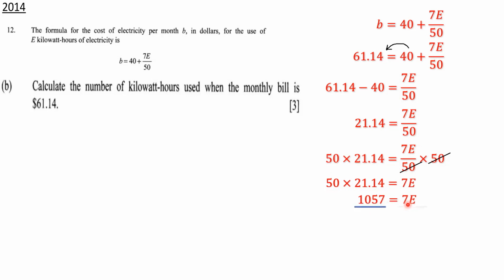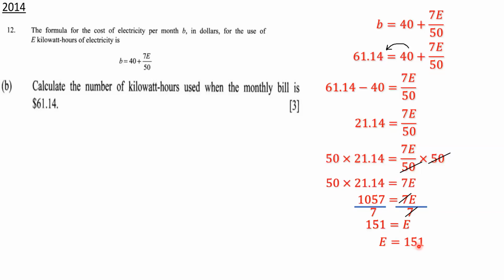We divide both sides by 7 to get rid of that 7 so that all we have is E on the other side. We cancel out the 7s. And so we're left with E is equal to 1,057 divided by 7. Again, 1,057 divided by 7 is 151. So E is equal to 151. That means that if the bill is $61.14, the amount of kilowatt hours that are used is 151.